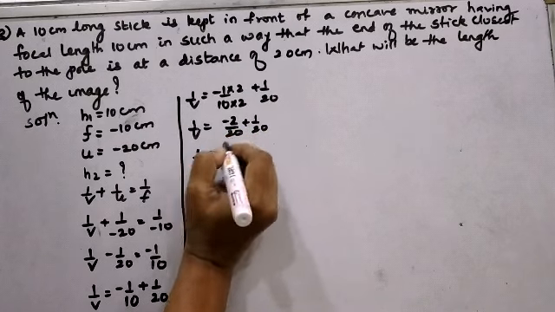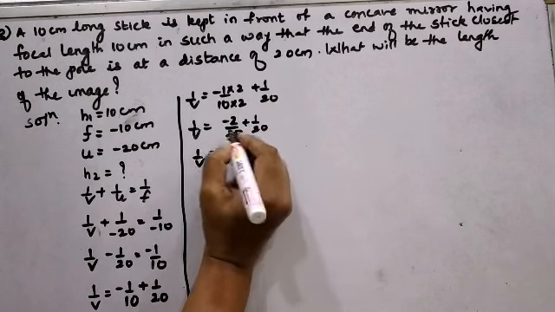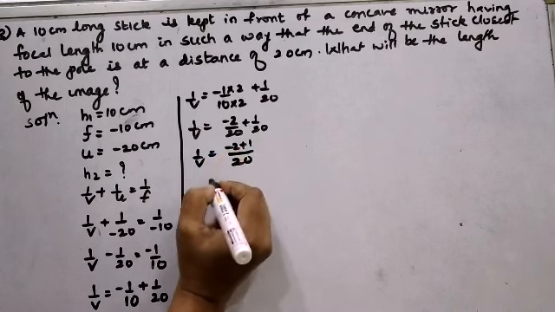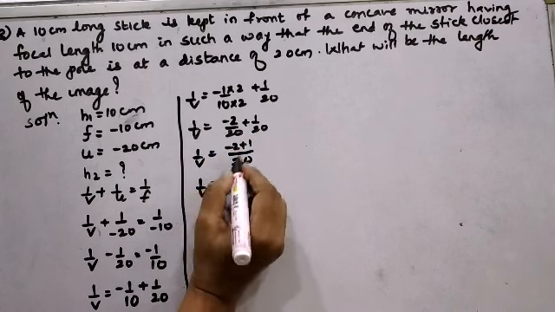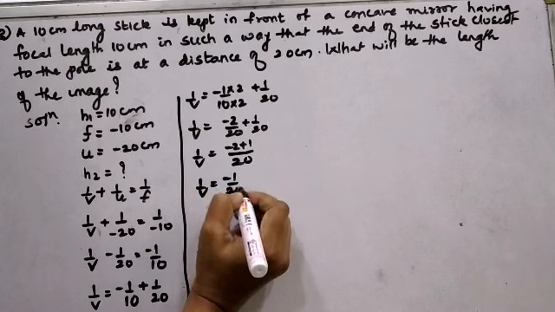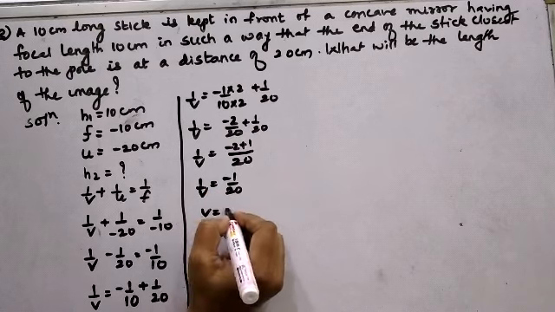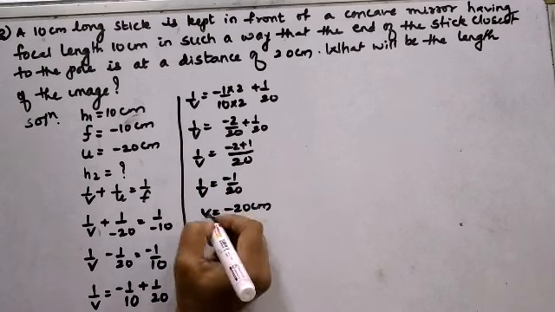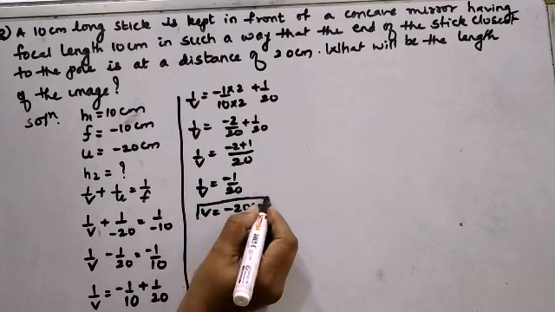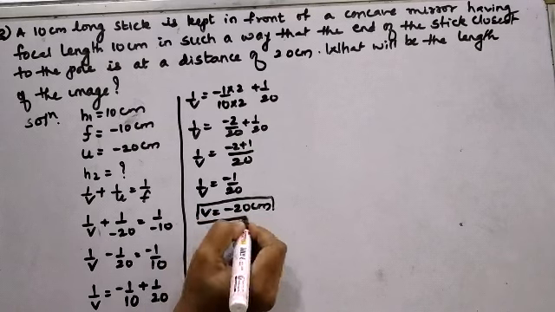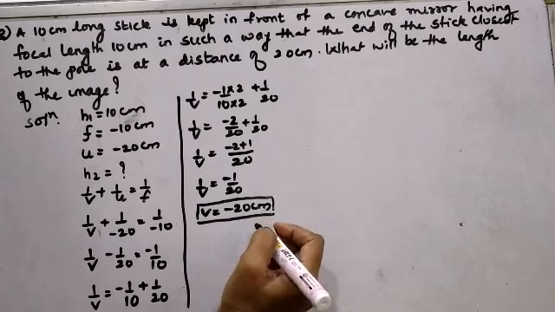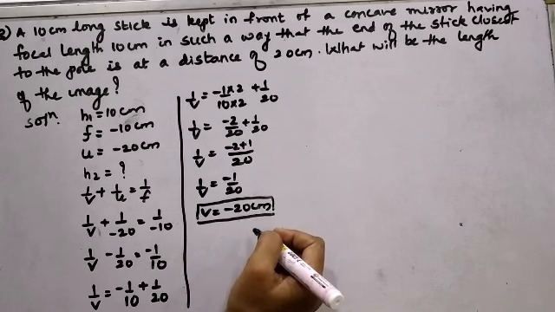So 1 upon V will be minus 2 upon 20 plus 1 upon 20. So we have a common denominator now, 20. So the numerator will be minus 2 plus 1. 1 upon V is equal to minus 2 plus 1 will be minus 1 upon 20. Invertendo, V is equal to minus 20 centimeters. Negative value of V indicates that the image of the stick will be formed on the same side of the mirror, that is on the left hand side of the mirror.